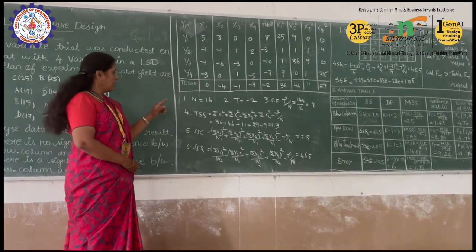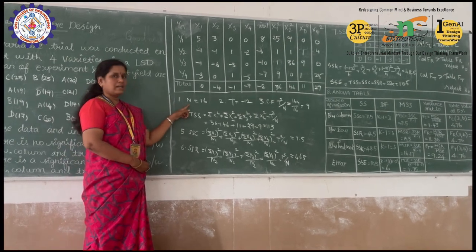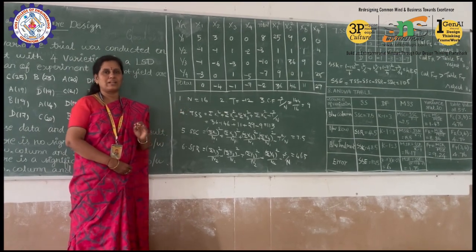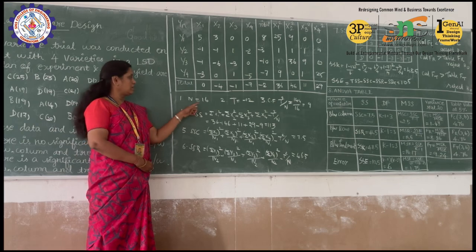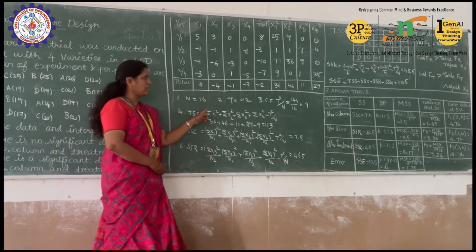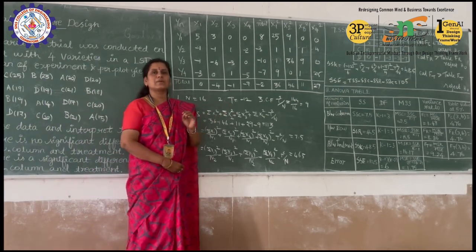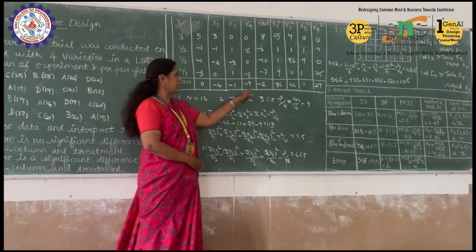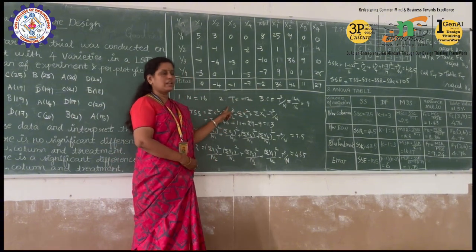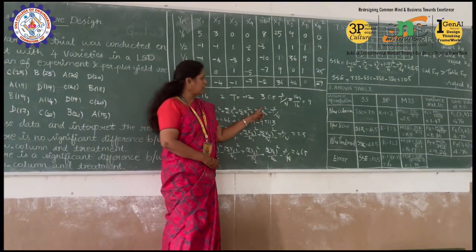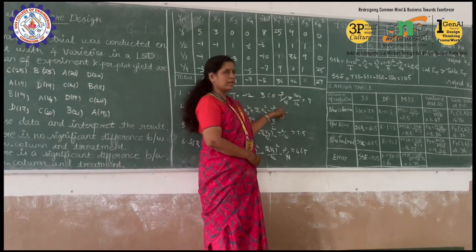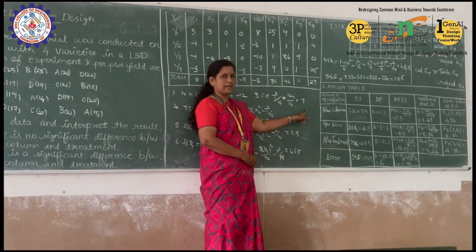Next, first we find N. N is nothing but the number of data. They have given 16 data here. After that we find T. T is nothing but the total of observations. Here we get minus 12, so T equals minus 12. Then the correction factor, T square by N, is equal to 9 here.